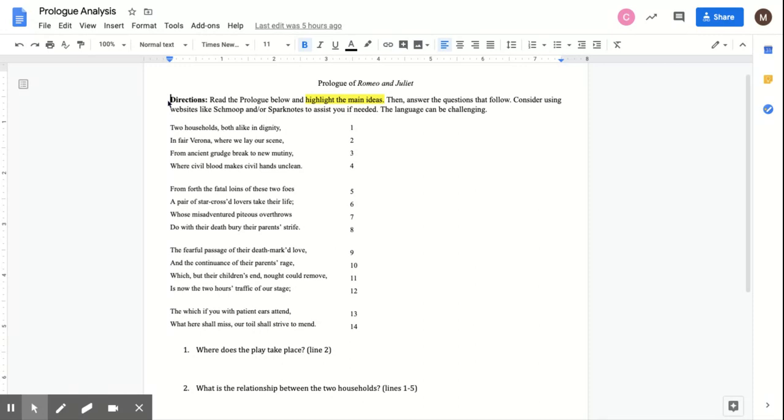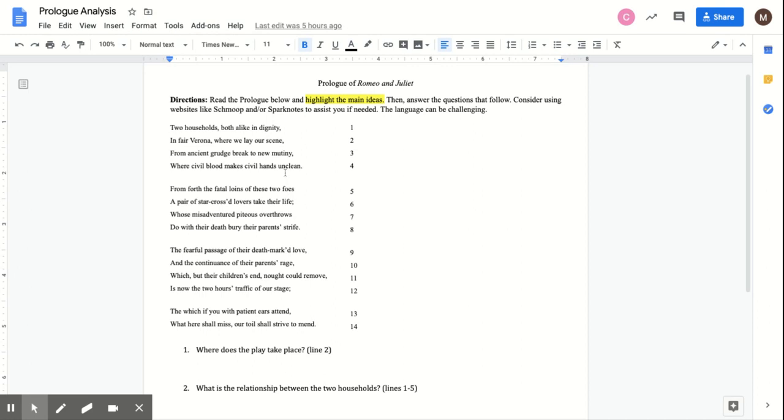Two households, both alike in dignity, in fair Verona where we lay our scene. From ancient grudge break to new mutiny, where civil blood makes civil hands unclean. From forth the fatal loins of these two foes, a pair of star-crossed lovers take their life, whose misadventured piteous overthrows do with their death bury their parents' strife. The fearful passage of their death-marked love, and the continuance of their parents' rage, which but their children's end not could remove, is now the two hours' traffic of our stage. The which, if you will with patient ears attend, what here shall miss our toil shall strive to mend.